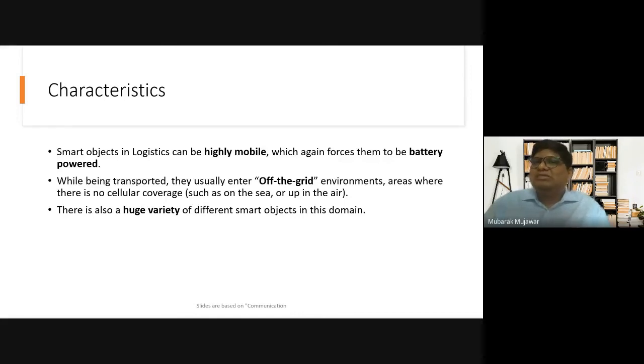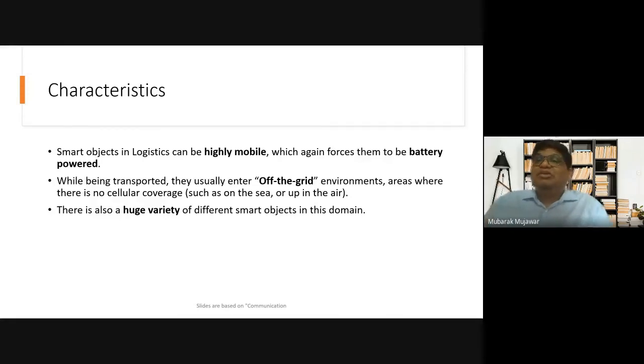Many times what happens is that when a shipment is being transported from one location to the other, it usually goes off the grid. For example, if it is on sea or in the air, then we don't have any cellular coverage or any other coverage. So many times our shipment or our IoT device goes off the grid. So we have to consider that as well.